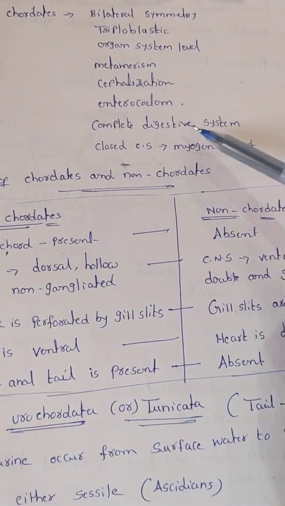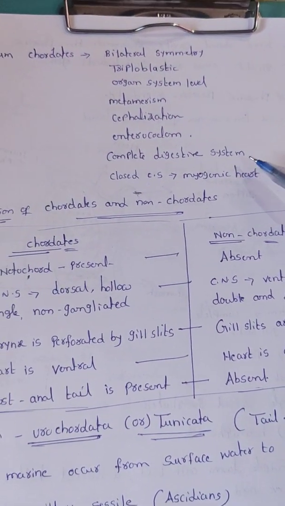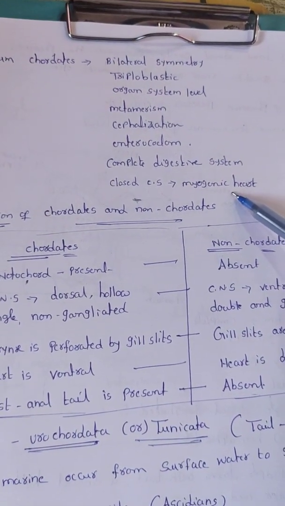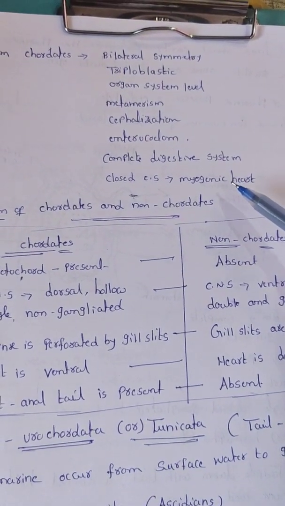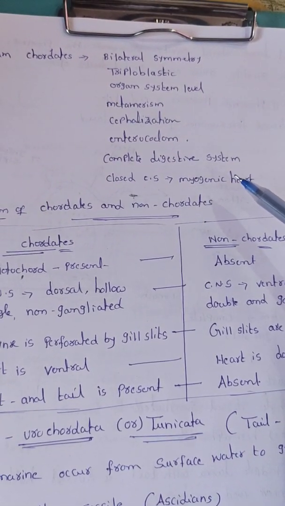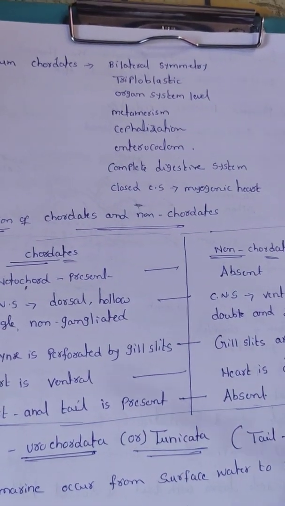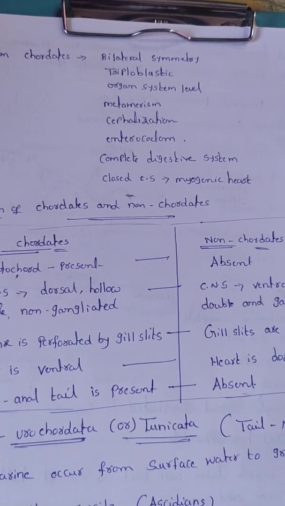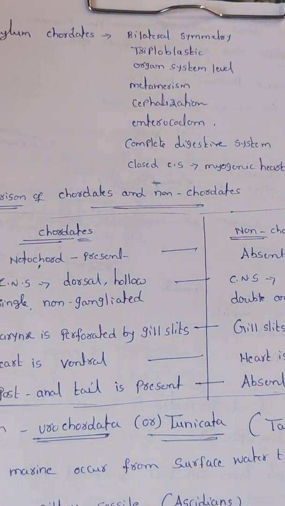The coelom is what type of coelom? Enterocoelom. The digestive system is a complete digestive system. The circulatory system is a closed circulatory system, and the heart is a myogenic heart. Myo indicates muscles. That's why our heart is under muscles, not under the nervous system. That's why if a person has died but the heart is still working properly, that is due to muscles. It is not coordinated with the nervous system. That's why it is called a myogenic heart.